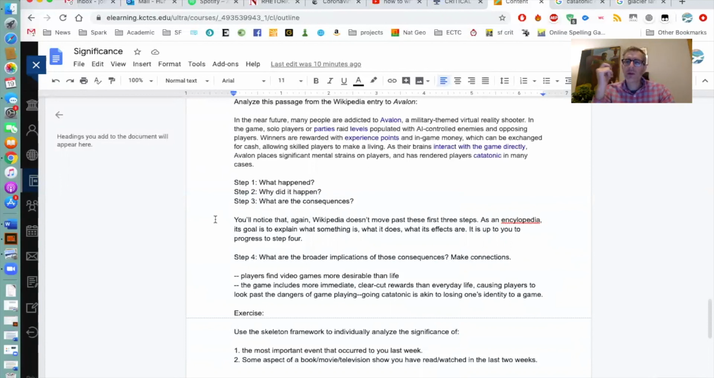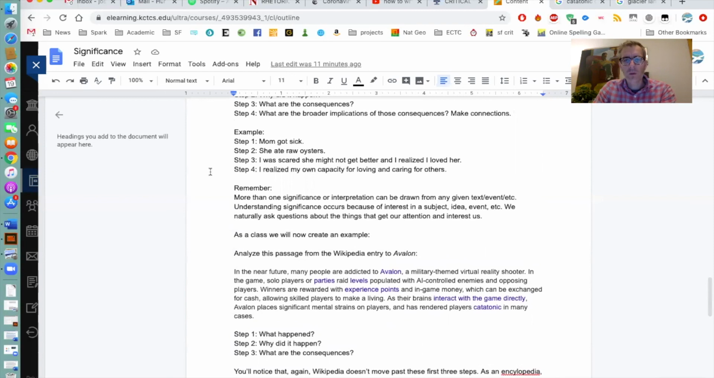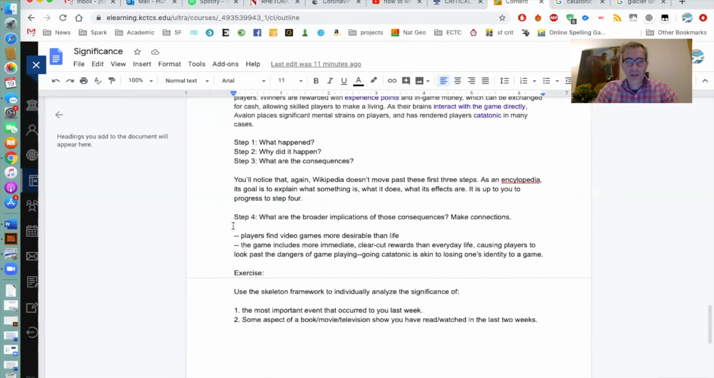Okay. So you'll notice again, Wikipedia doesn't move past those first three steps. As an encyclopedia, its goal is to explain what something is, what it does, what its effects are, but it's up to you to progress to step 4. So if we're thinking about this movie Avalon and we're getting to step 4, which is what are the broad implications of those consequences? Make connections. Well, we can think about players find video games more desirable than life. The game includes more immediate, clear-cut rewards than everyday life, causing players to look past the dangers of game playing. So going catatonic is actually akin to losing one's identity to a game.